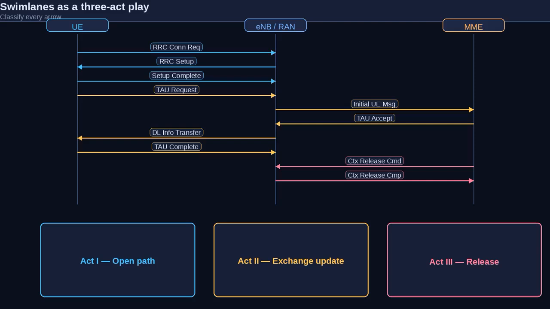Every arrow is doing one of three jobs. Either it rebuilds the radio corridor, or it carries tracking area NAS content, or it tears the temporary UE context back down. If you can classify each message into those three jobs, the chart stops being a wall of labels and becomes a short play in three acts. Act 1, open the path. Act 2, exchange the update. Act 3, release the context. That is the entire periodic tracking area update procedure from first principles on the diagram.